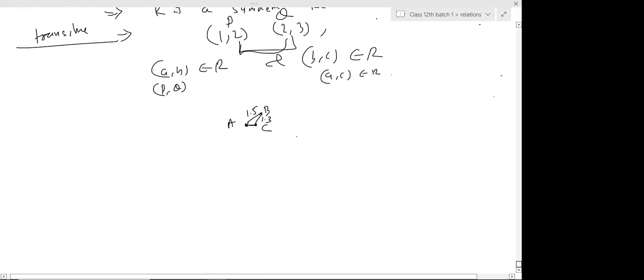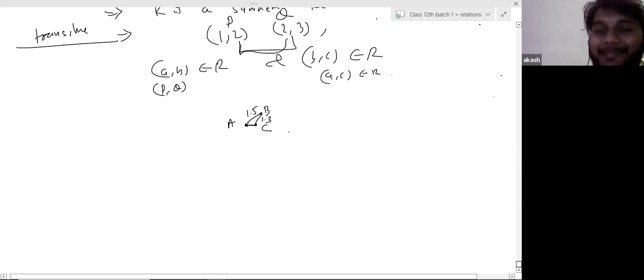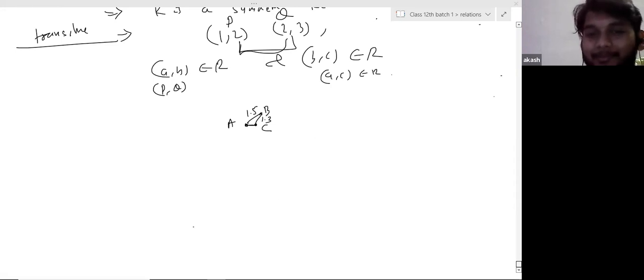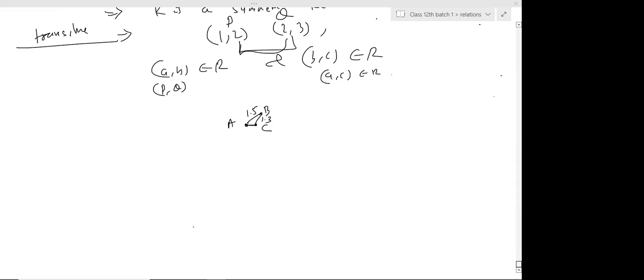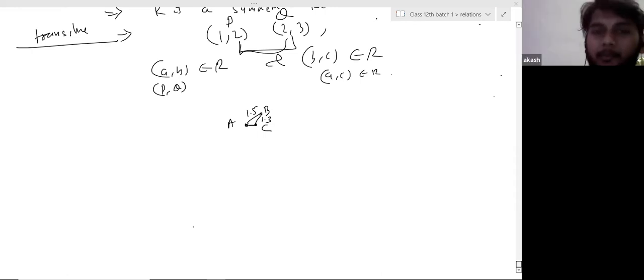So, sir, in such case, how will we know if it's possible or not? Yes, that is what you have to think, right? There is no trick here. You have to think about, can you think of any example where you can prove that this is not transitive? Anyone? Ronaldo, any ideas?